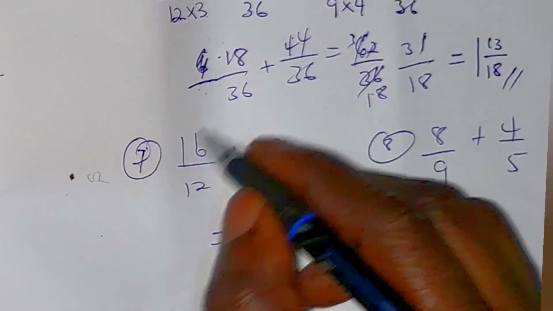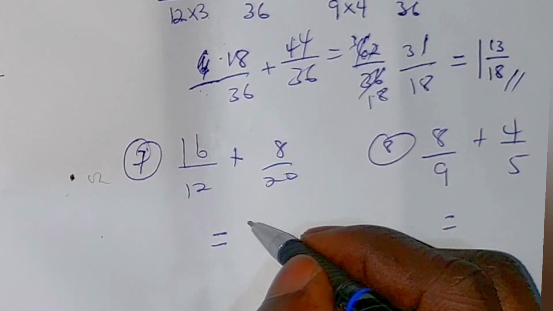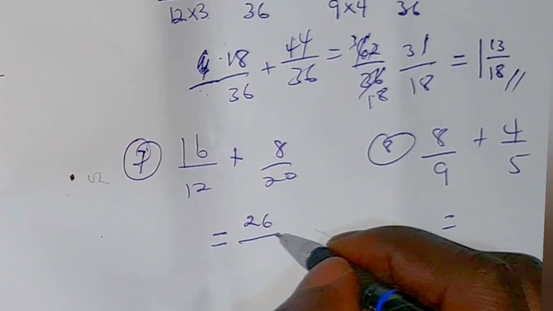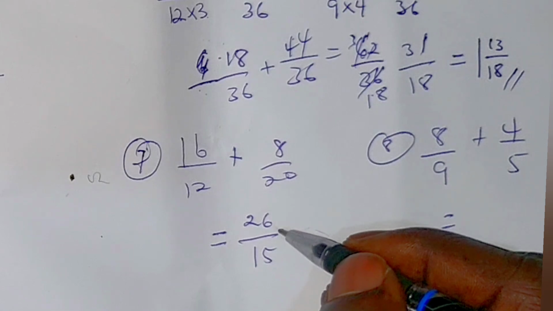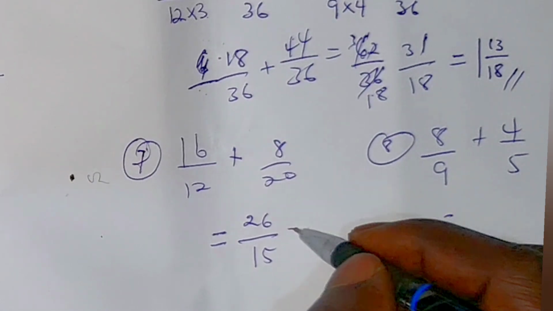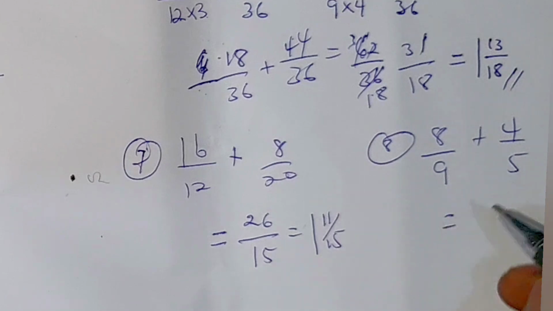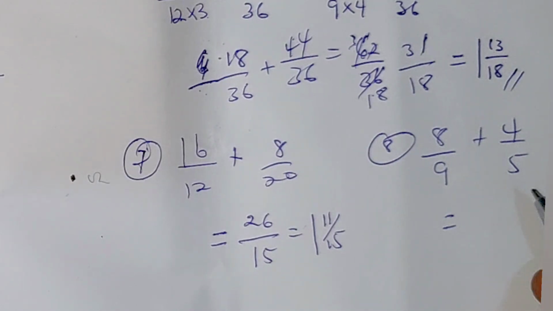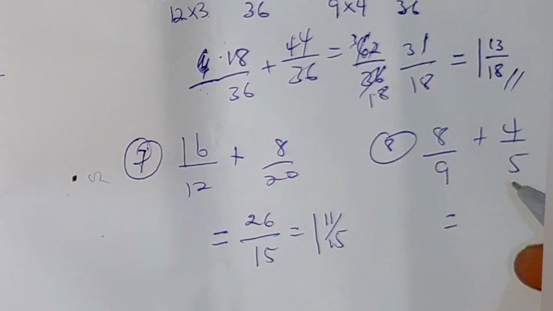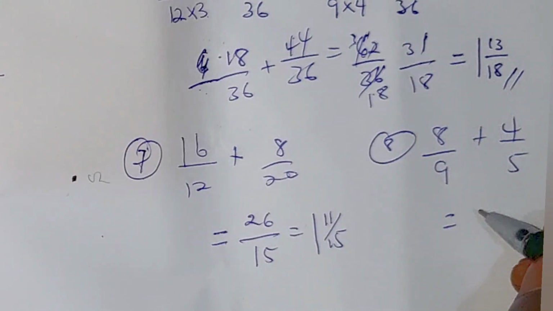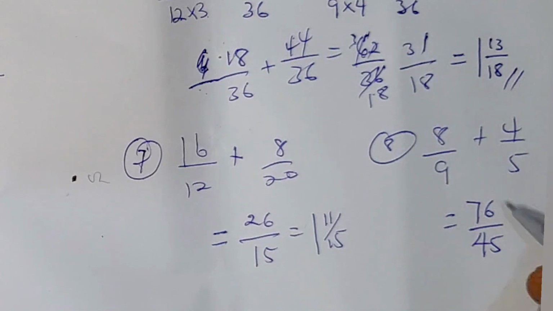Now the solution to this problem will be 26 over 15. And if you are leaving your answer as a mixed fraction, you get one whole number, 11 over 15. So go through the procedure, the steps, and then see if you're going to get the same answer. Now the next one, the solution to this problem will also become 76 over 45, where 45 is going to be the LCM.